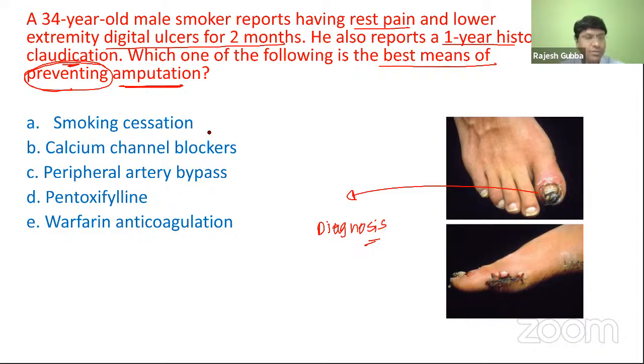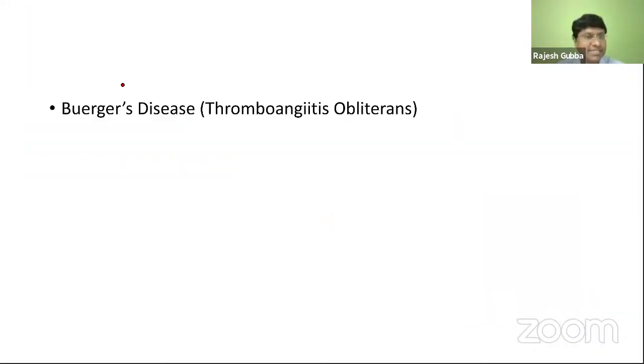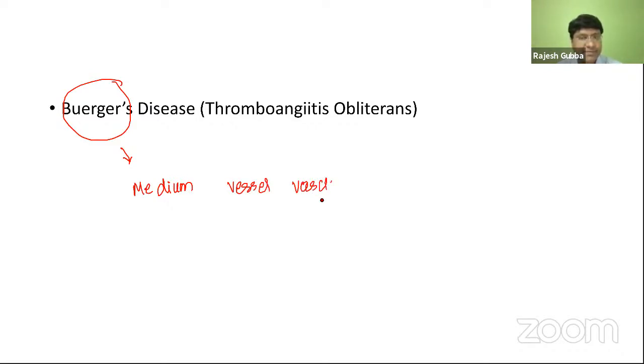Diagnosis first. The diagnosis in this individual is no, it is not gangrene. It is nothing but Buerger's disease, which is also called thromboangiitis obliterans. It is a medium vessel vasculitis.